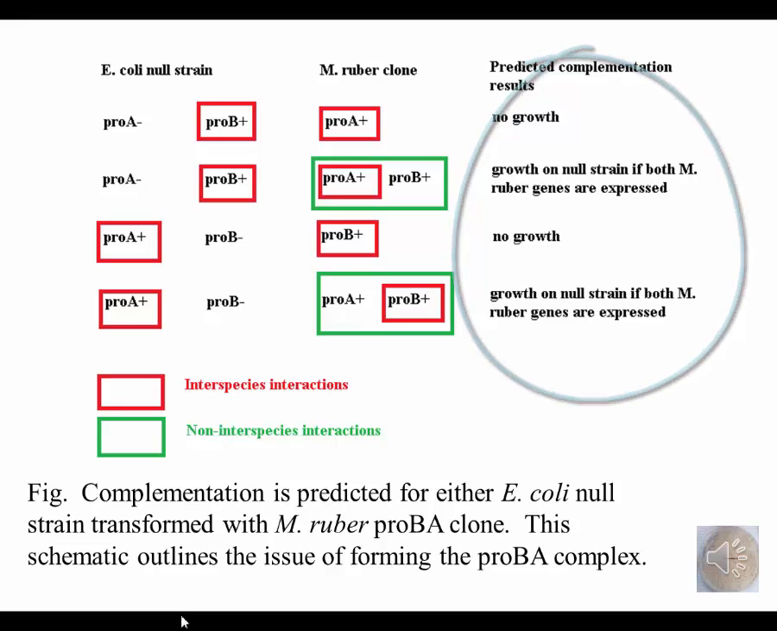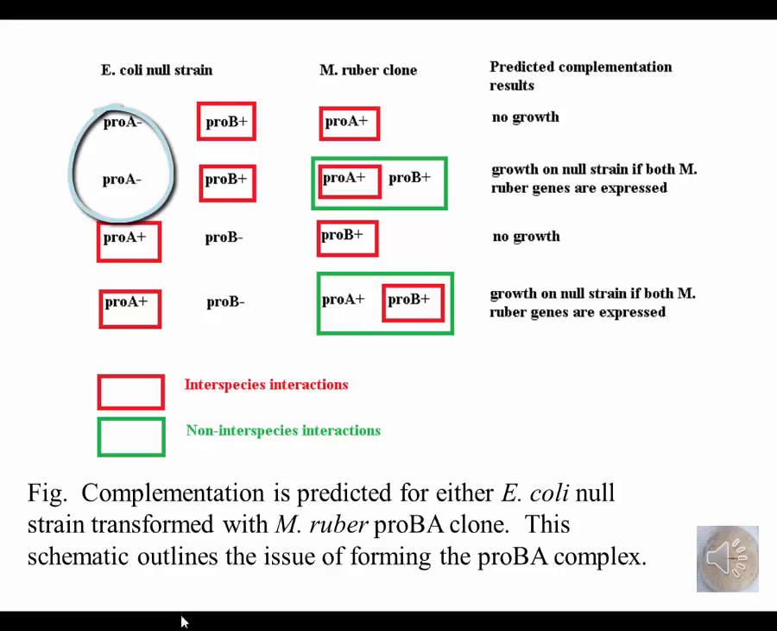And what we see is that in every line, we have the two null strains. We have the Pro-A minus auxotroph. We have the Pro-B minus auxotroph. And in every combination of E. coli and M-Ruber, there is some potential to have an interspecies interaction between the Pro-B and the Pro-A proteins.